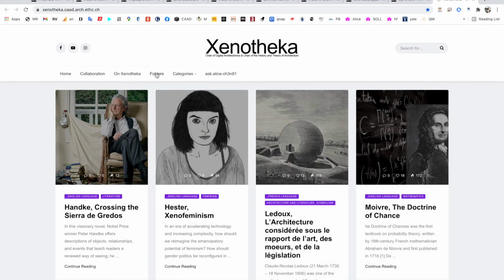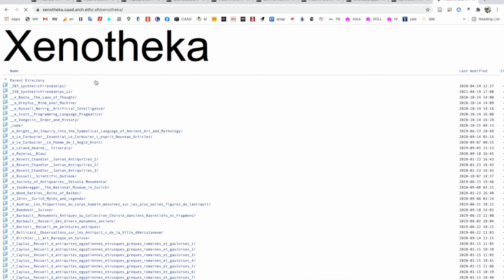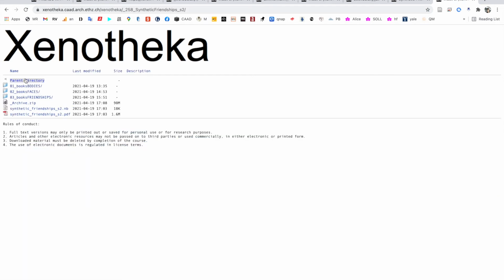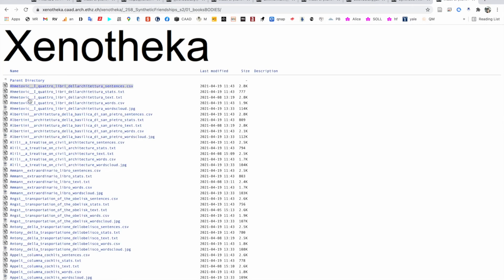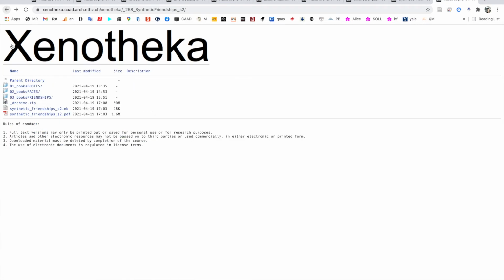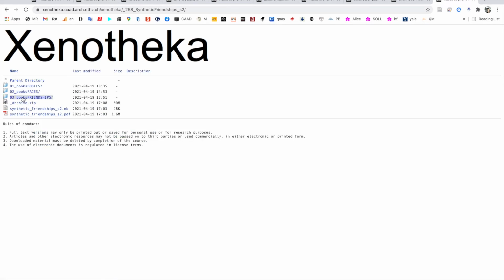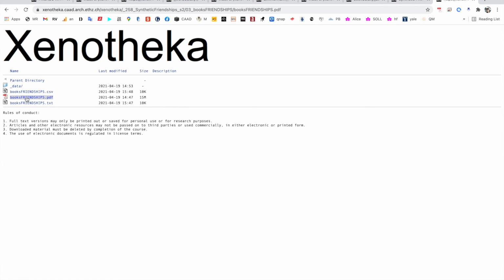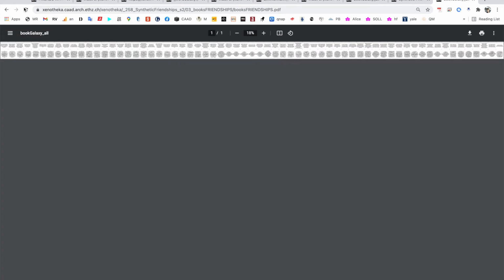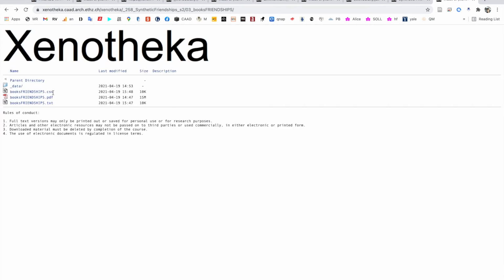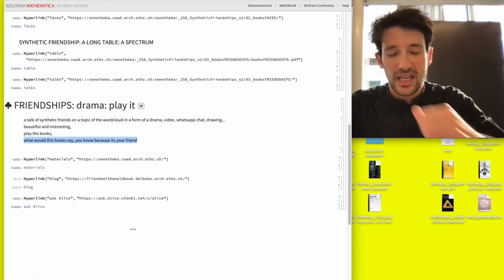So the rest of the materials that we have are on Xenotheka. In Xenotheka, you go to folders, and inside of the folders, you have Synthetic Friendship S2, 258 books, and here you have everything. Archive file is the zip file. With it, you can take the whole thing on your computer. You have these notebooks that I'm presenting from. You have the bodies of the books for each book. You have the synthetic faces of all of them. And you have the friendship. This is the synthetic friendship, or the arrangement of how you sit at the table.